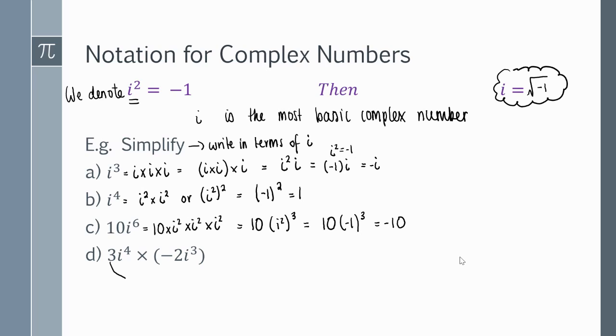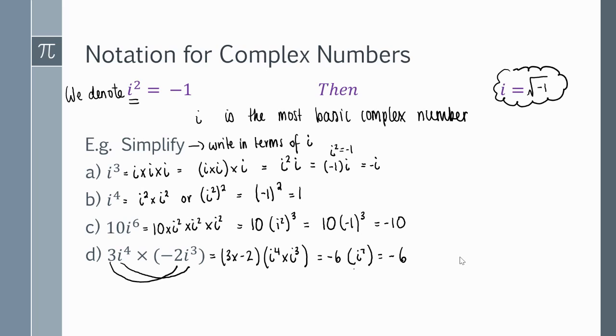For the last example, it's a little bit different, but the same process applies. First, let's multiply our real numbers together, or our coefficients. Then we'll multiply the i parts together. So I'll have 3 times -2, all times by, well, I have i to the power of 4 times i to the power of 3. I know that 3 times -2 is -6. And I can write i^4 times i^3 as i^7 using our index laws as usual.